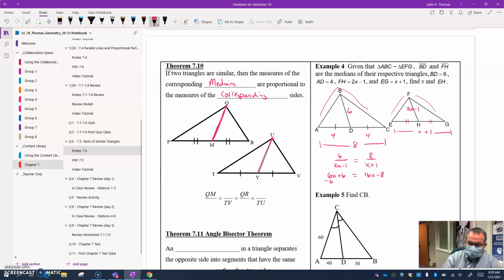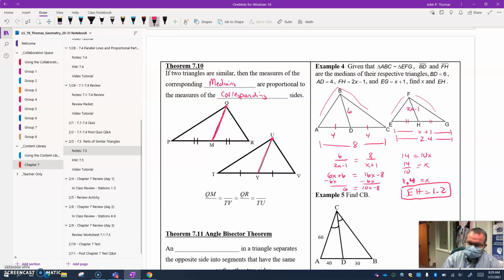All right, so I'm going to subtract the 6x over. That gives me 6 equals 10x minus 8. And then we'll add the 8 over, so we get 14 equals 10x. All right, that means x equals 14 tenths, or 1.4. All right, so the x is 1.4. That would mean that this entire bottom here is going to be 1.4 plus 1, or 2.4. And then they asked me for EH, which is going to be half that. So we've got 1.2. So EH equals 1.2.